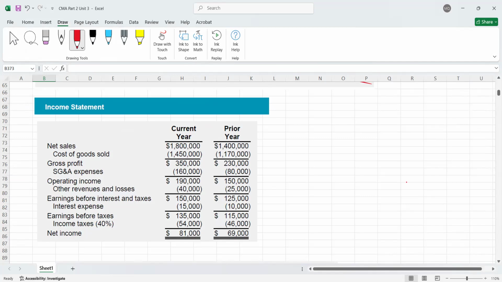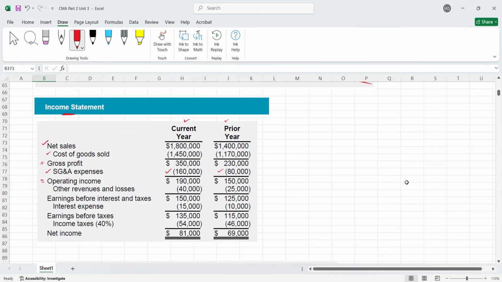So here we got an income statement. So this is again current year data, prior year data. So we got net sales figure. Then we got less cost of goods sold equals gross profit. Then we got selling, general and administrative expenses for current years, prior years. This is your operating income.